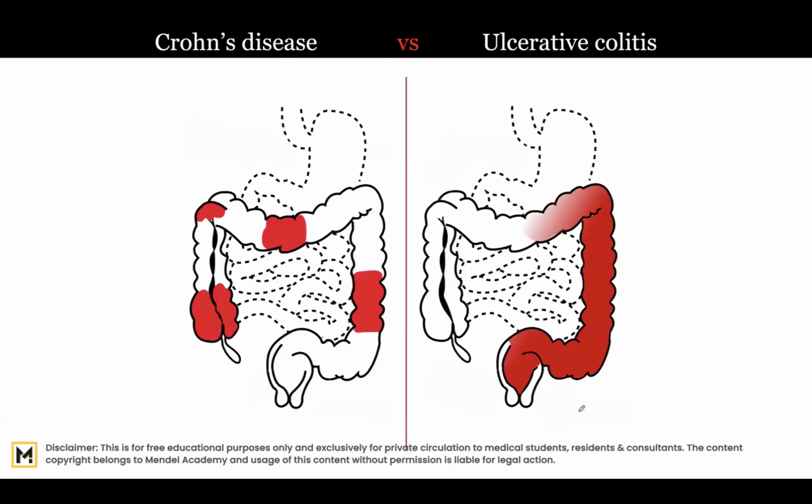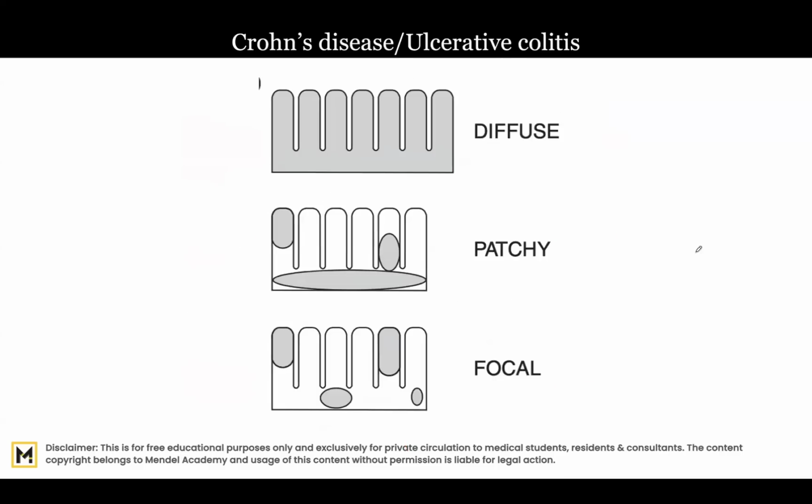So again, this is another image of the same thing where I'm showing you the importance of involvement of the rectum in ulcerative colitis versus Crohn's. The other thing is that these are patchy in distribution. These are more continuous in terms of distribution. Now again, this is very general. For Crohn's disease or ulcerative colitis, it's not specific to either of them. Their distribution can be diffuse.